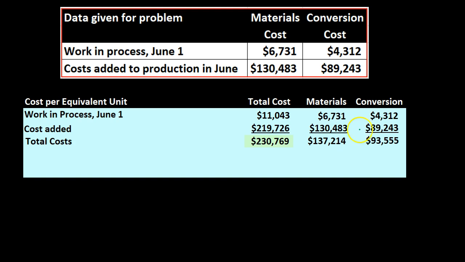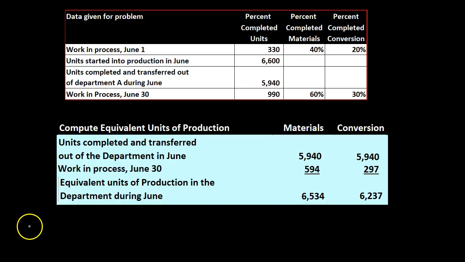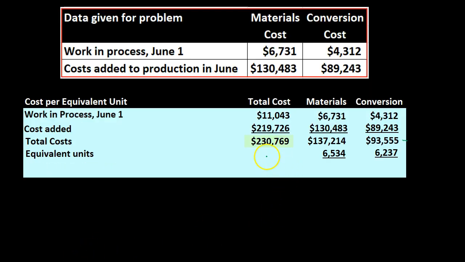of 93,550. So there are our total costs that we need to now apply. We're going to have the equivalent units then, considering the equivalent units from our prior slide. So that's the 6,534. We're now getting these equivalent units from our prior slide here. So 6,534, and for conversion 6,237. So in other words, here's our total cost broken out between the materials and conversion in dollars.